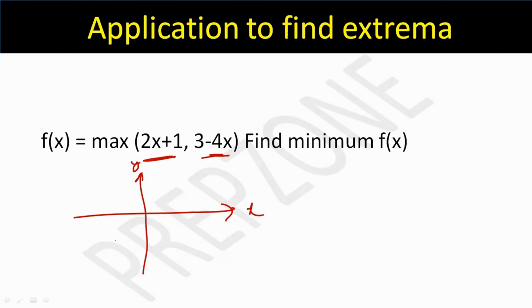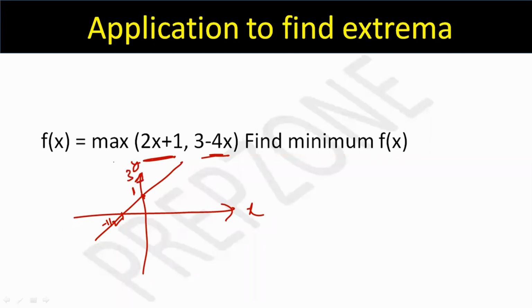Graph of 2x plus 1 will be, this is 2x, 2x plus 1 will be something like this, right? 1 and x equals to minus half. Then we have another graph, 3 minus 4x. So minus 4x will be like this. 3 minus 4x will be something like this.